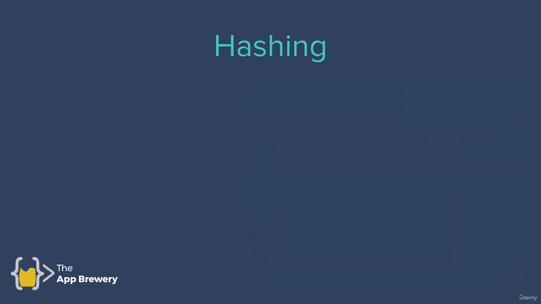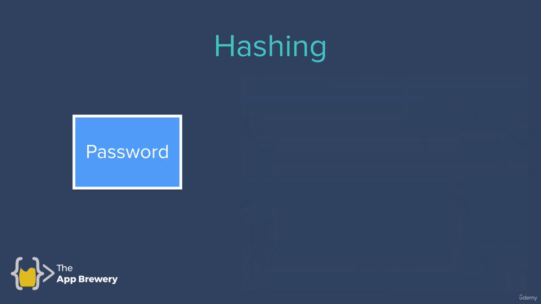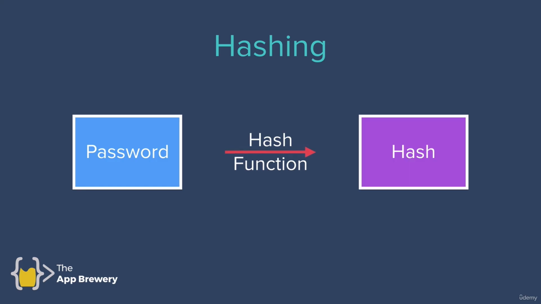Well, we already know what hashing is. It's when we take a password, we run it through a hash function, and we end up with a hash that we store on our database. And as we saw in the last lesson, passwords that are generated by humans are extremely insecure. They tend to be very short, and they tend to be dictionary words that are extremely easy to look up and create a hash table for.